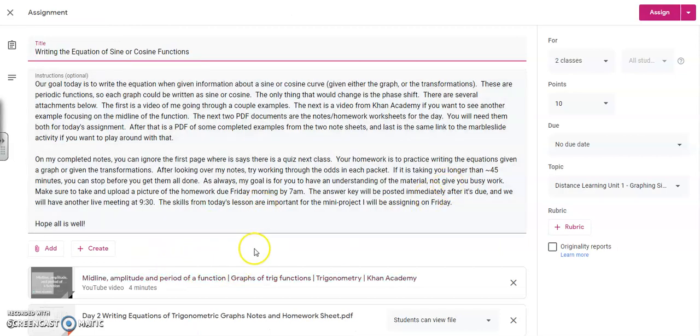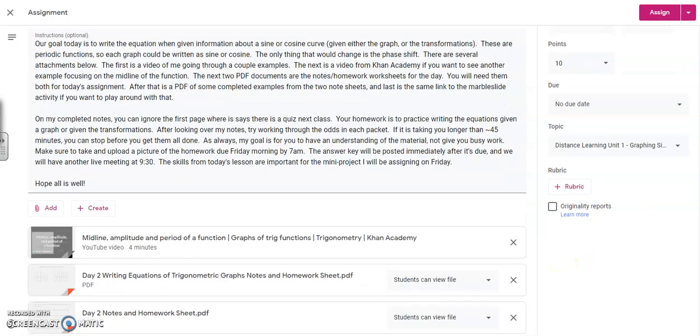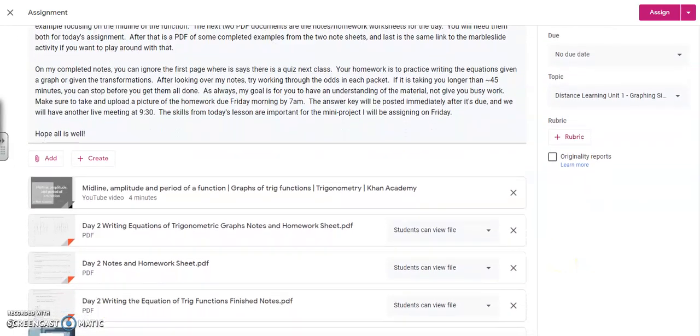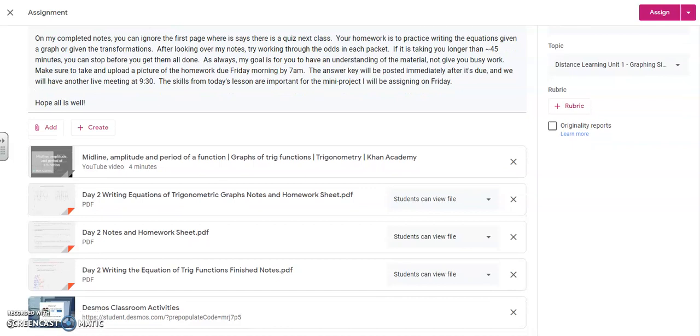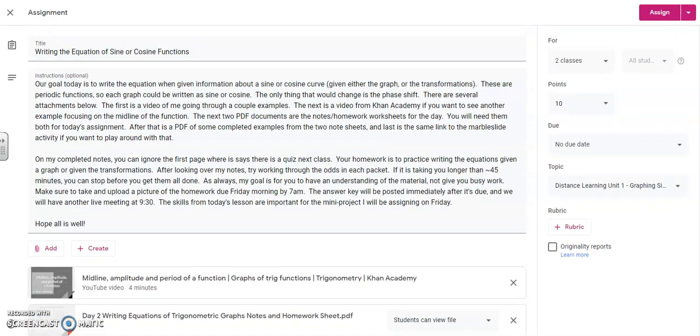This video that I'm doing now will be at the top of the feed there. But below it is a bunch of stuff. I tell you all about what that is in the paragraph up top. So note packets, completed notes, this video, the Desmos activity. So all this will be in there. It'll be due Friday at 7 a.m. So hopefully things are going well.